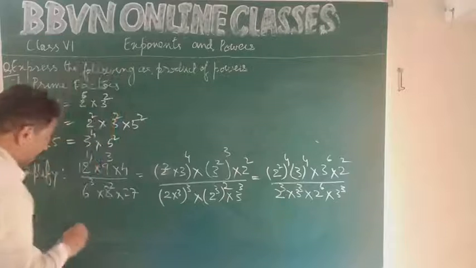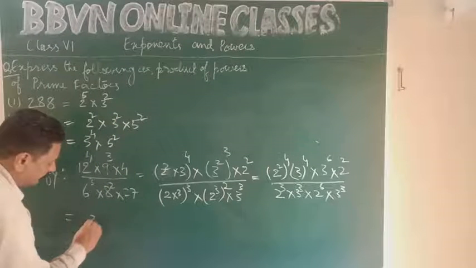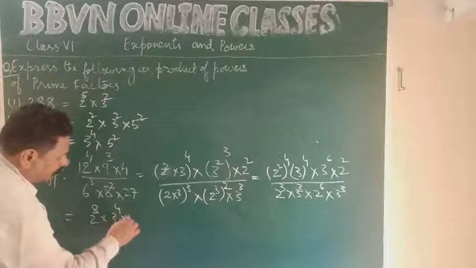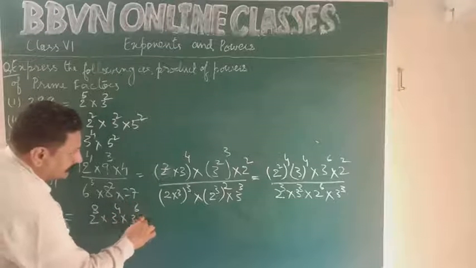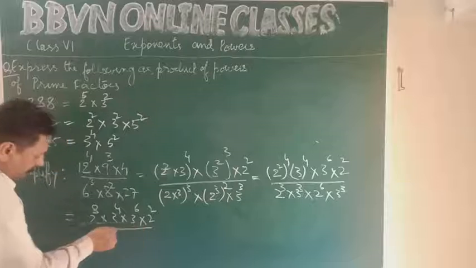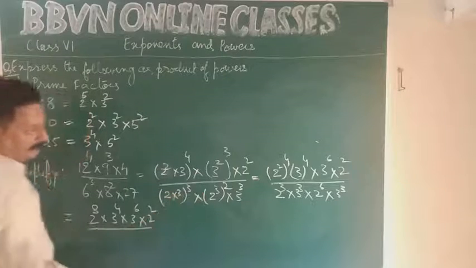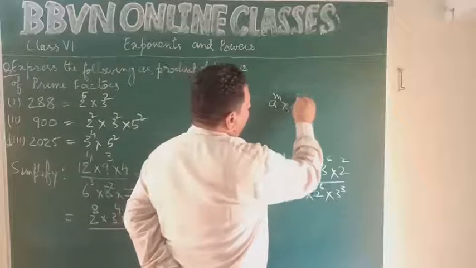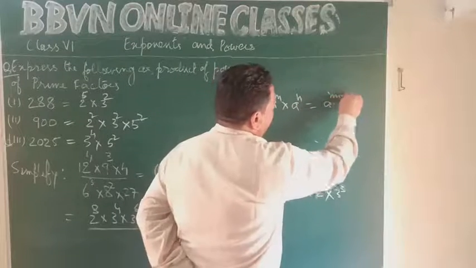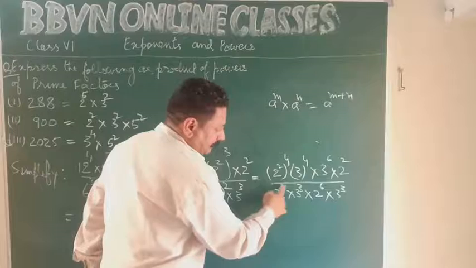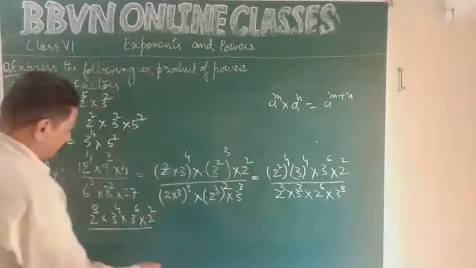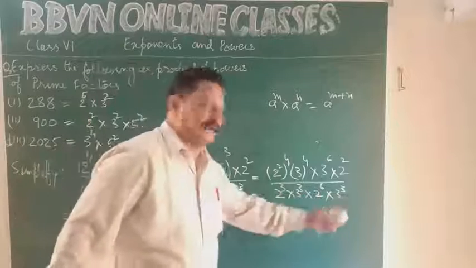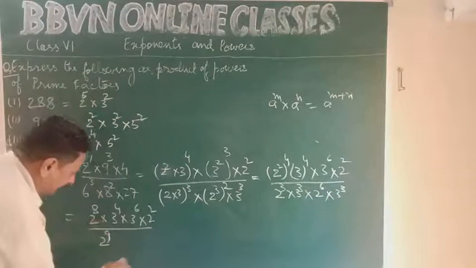Now 2 power 8 into 3 power 4 into 3 power 6, 2 power 2. In the denominator, see children, a power m into a power n will become a power m plus n. 2 power 3 into 2 power 6 becomes 2 to the power 9. 3 power 3 and 3 power 3 multiplied becomes 3 power 6.